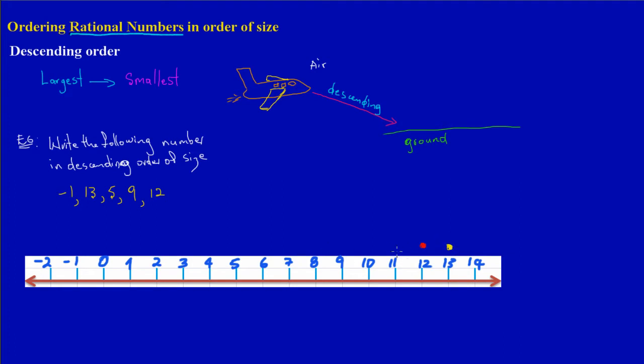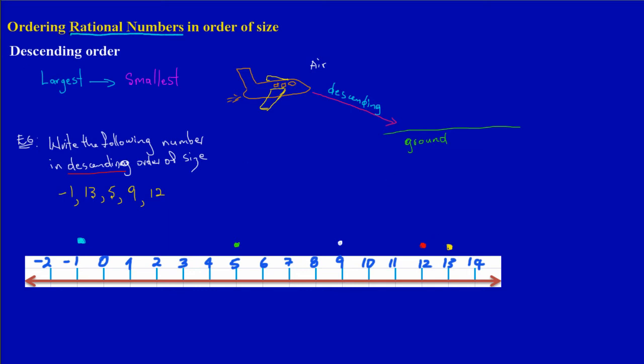I would like you to make a note of the direction that I'm going in. Since I was asked to write the numbers in descending order of size, I'm moving from high to low, or from my largest to my smallest number. The next number in this group would be 9, and my next number would be 5. Then my final number would be -1, somewhere down here. So I have now located all my numbers at the corresponding points on the number line.